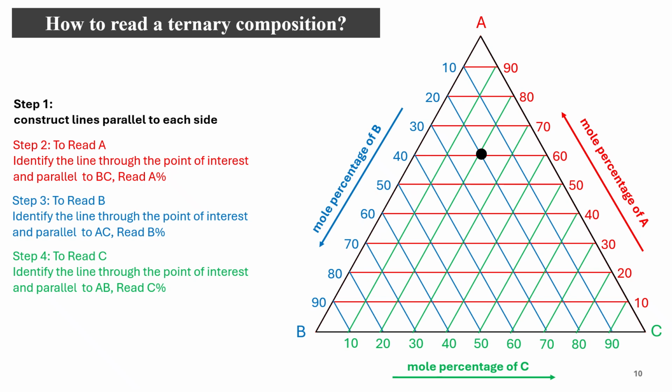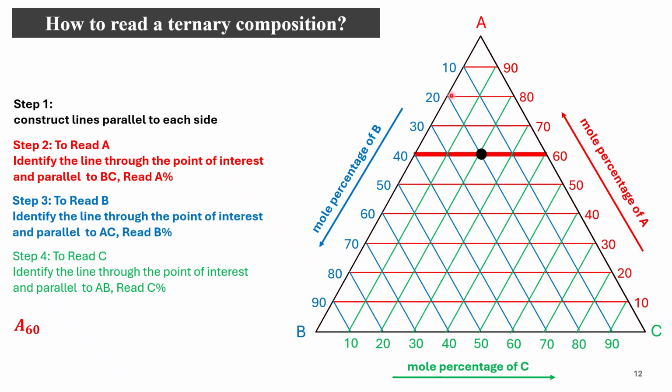It should come like that when you are doing an exam. Right? And the next step is very easy. To read A, what shall we do? We should identify the parallel line to BC to read A. That means this is the line parallel to BC. So we can read A. Similarly, if we want to read the B, we need to identify the line parallel to AC. Right? This is the particular line where you can read B as 20. With this, you can say that A is 60, B 20.